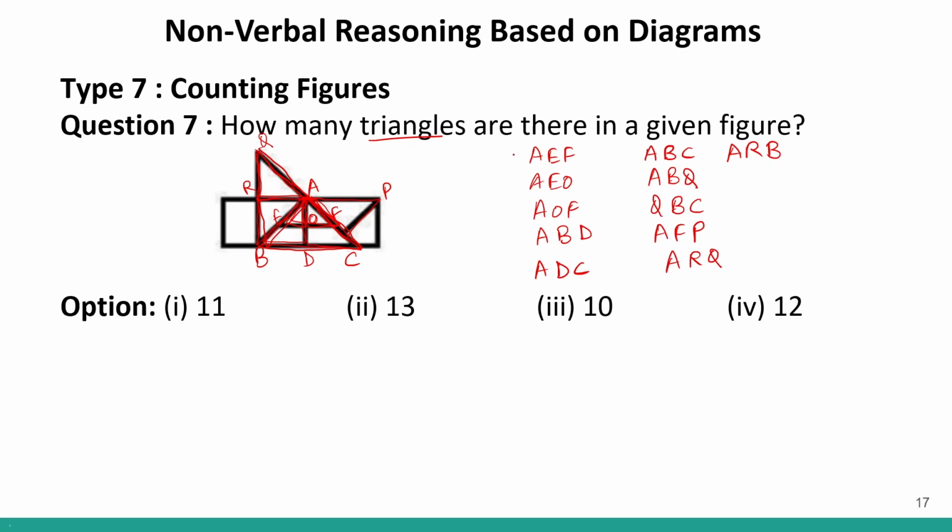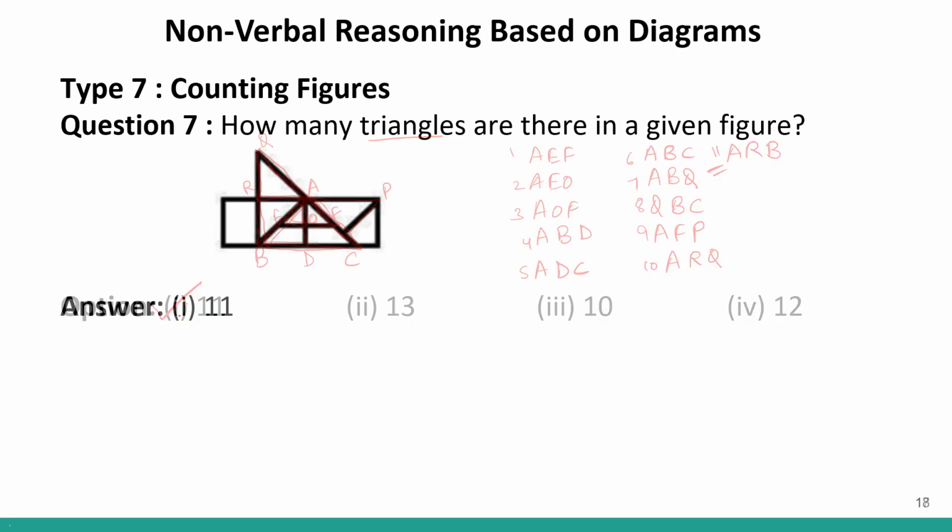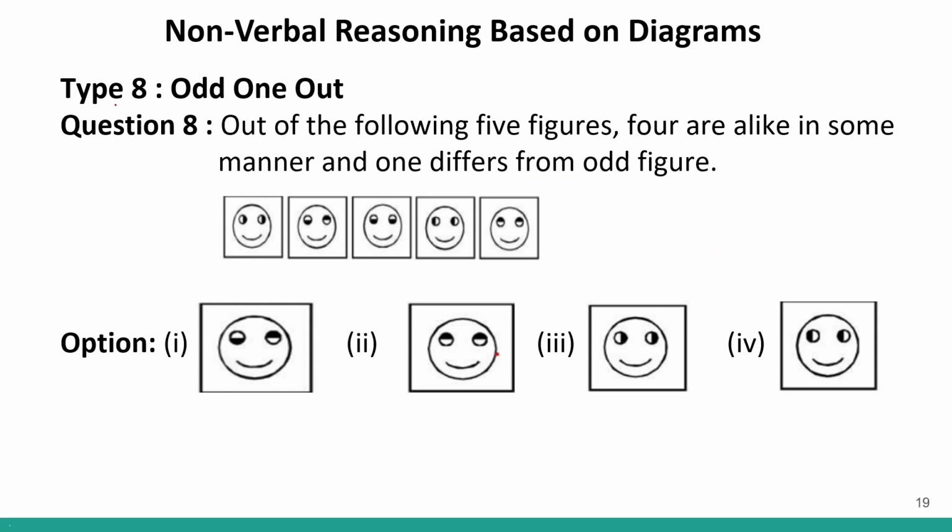So this is 1, 2, 3, 4, 5, 6, 7, 8, 9, 10 and 11. So total there are 11 triangles in this image. So option number 1, 11 is your correct answer. Now type 8, odd one out. So odd one out, 1, 2, 3, 4, 5. 5 images are given to us and we have to identify the odd one out.